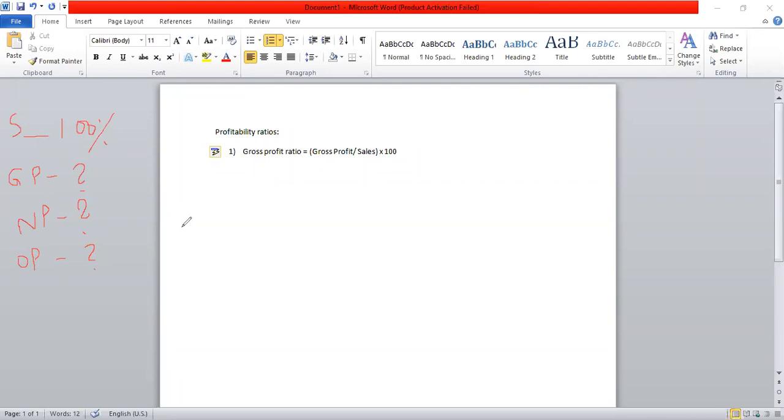So whether it is gross profit ratio, gross profit by sales into 100. Sometimes it's simply called, without a prefix like gross, operating, or net, profit margin or profit percentage on sales. Whatever the profit given, profit divided by sales into 100. Then we have operating profit ratio.